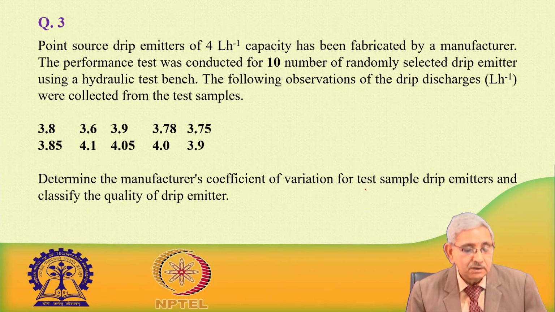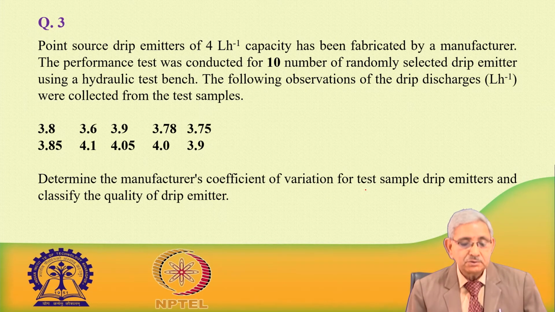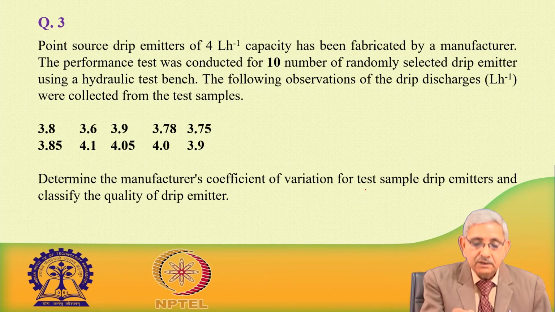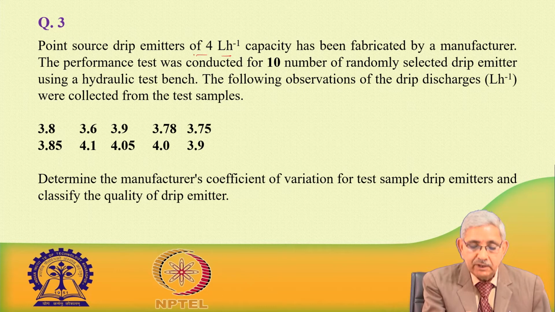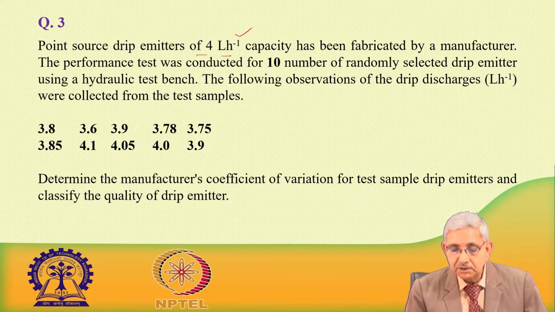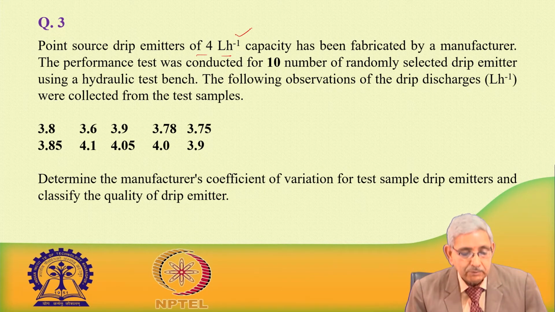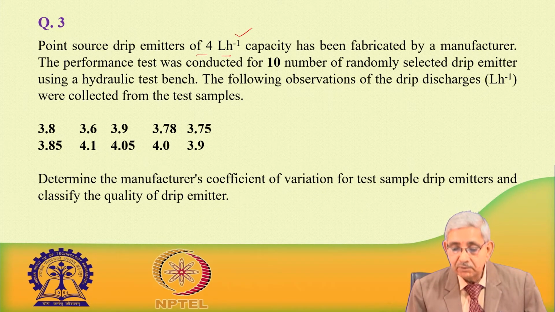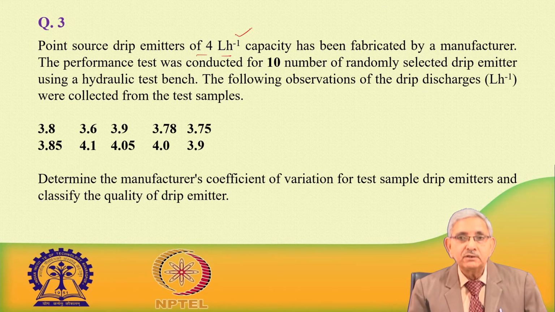Now, question 3. Here it is given that point source drippers of 4 liter capacity have been manufactured by a manufacturer, that is, the drippers have 4 liter per hour capacity. The performance test is conducted for 10 randomly selected drip emitters. So, 10 drip emitters have been selected randomly from the lot that was manufactured.